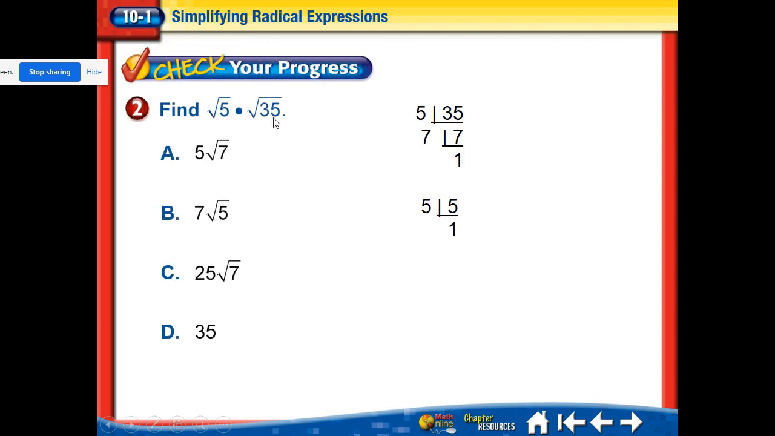All right, here we had a 5 and a 35. So 35 is divided by 5 and gives me 7, 7 and 1. And 5, of course, is just 5. So I got a pair of 5s. Those are going to come out in front. And the 7 is going to stay inside.